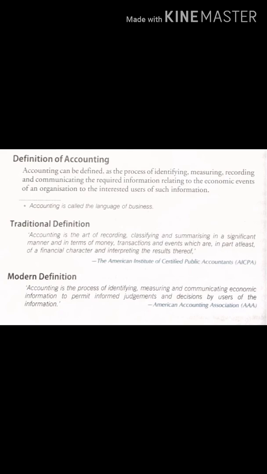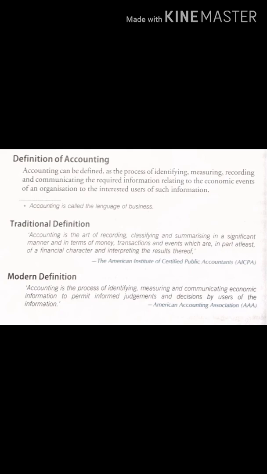Okay, now we will go to the modern definition. Now what is the modern definition of accounting? Accounting is the process of identifying, measuring and communicating economic information to permit informed judgments and decisions by users of the information. This definition has been given by the American Accounting Association, that is AAA in short.